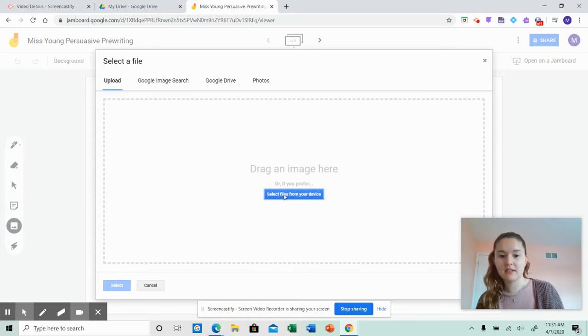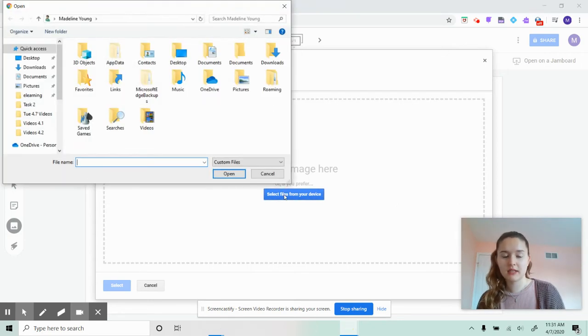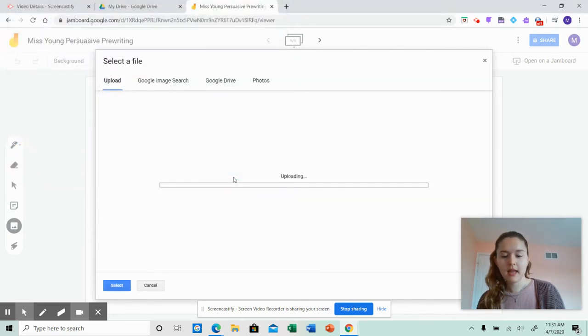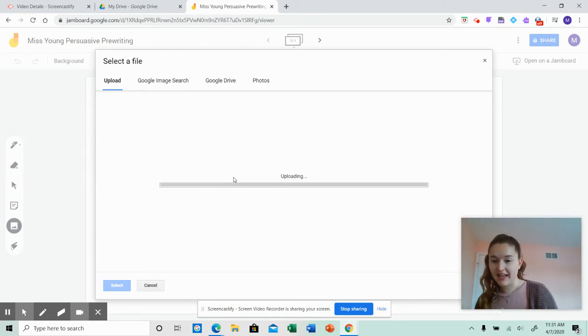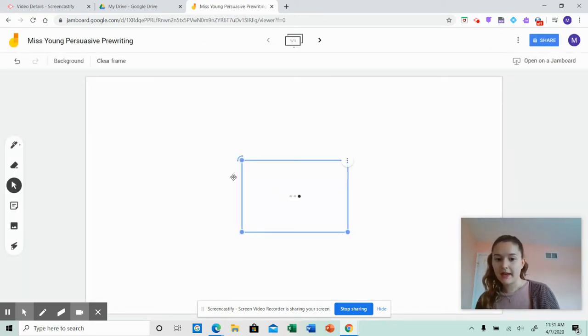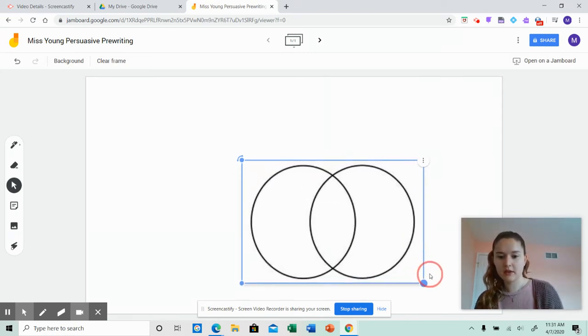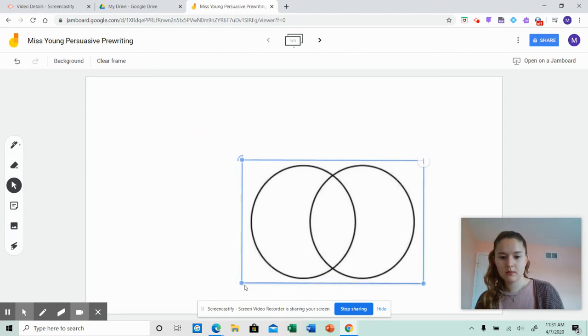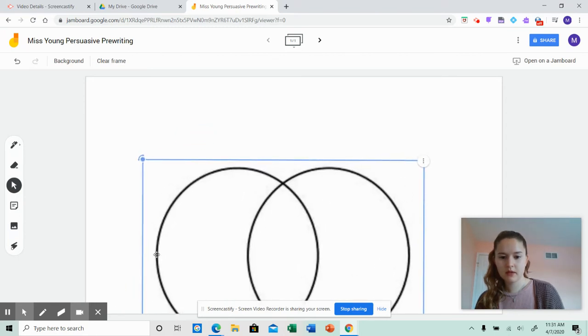So I actually have a Venn diagram saved. I'm going to select a picture from my device, and I have it under downloads for Venn diagram. And then that will put up my image. Then I can write on there my two places that I'm thinking of going. Here I can make it bigger. Okay.